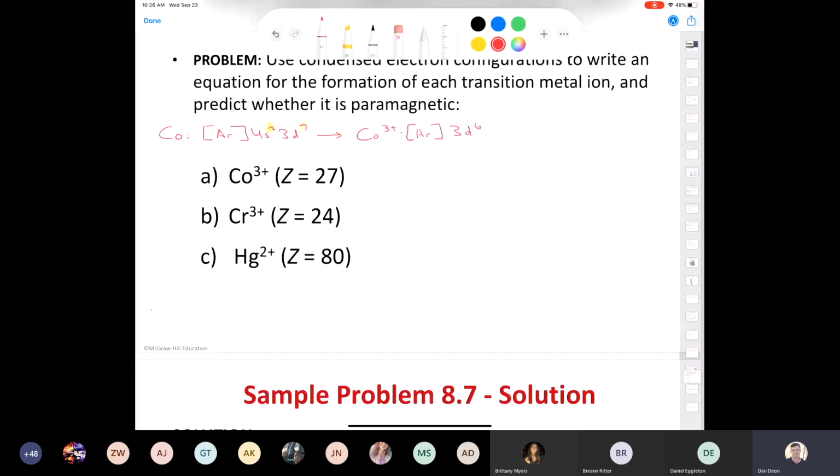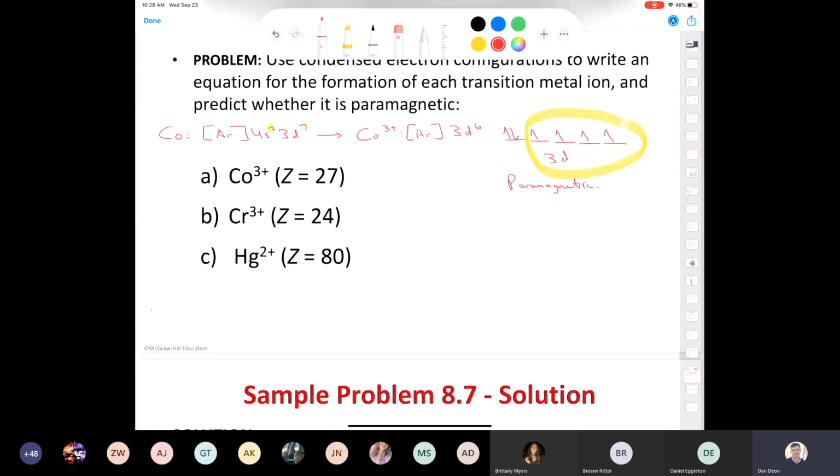If I write out the orbital diagram for that, the 1, 2, 3, 4, 5 3d orbitals, I have 1, 2, 3, 4, 5, 6 electrons. You can clearly see here that I have unpaired electrons. And so the cobalt 3+ ion is going to be paramagnetic. That means it's attracted to a magnetic field.